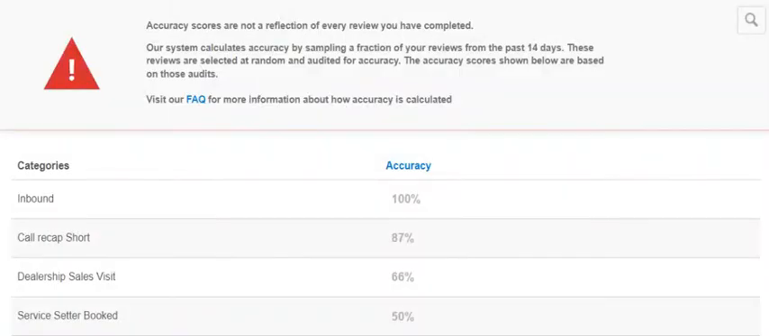Okay guys, I'm going to show you my accuracy. As you can see here, I have 100%, 87%, 66%, and I got 50%. But this grade doesn't mean that it's the rate of all of your reviews, like for example 50%, because here, we will read it for you guys.